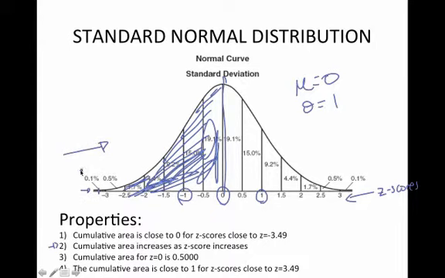So since we're finding the area under the curve going from left to right, the area increases as these z-scores increase. So I don't know if I mentioned this, I don't think I did. Z-scores correspond to standard deviations. So 1 standard deviation to the right of the mean is a z-score of 1. 2 standard deviations away from the mean is a z-score of 2. So as we're going from negative infinity z-scores to positive infinity z-scores, the area under the curve is increasing.